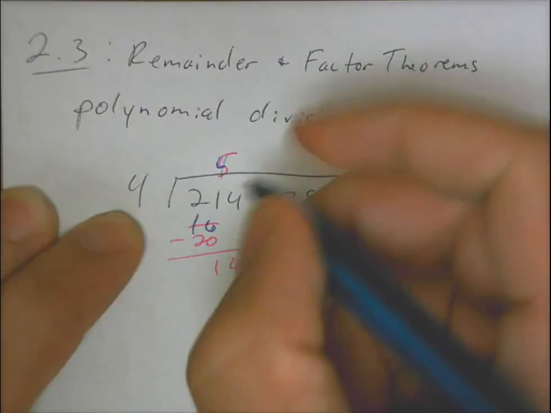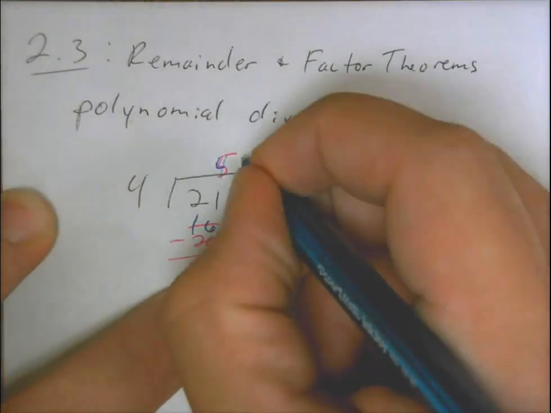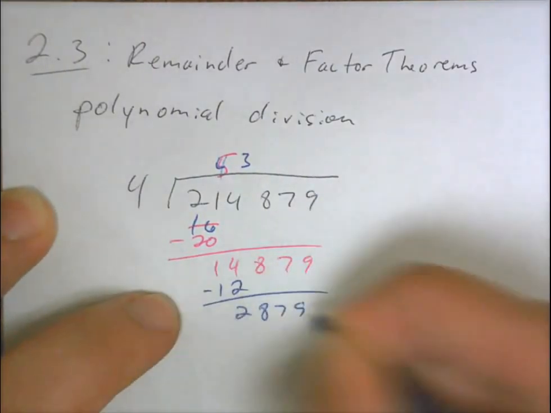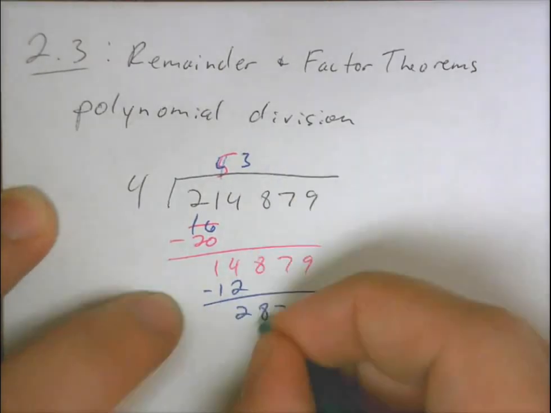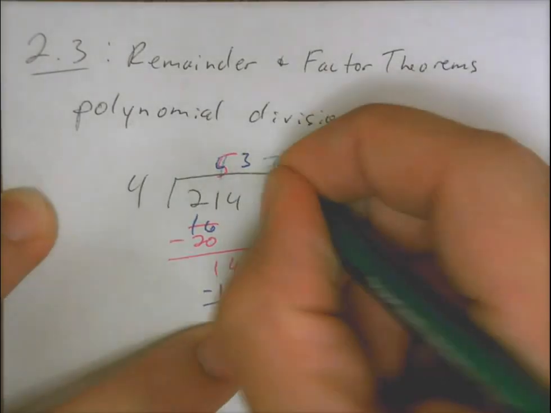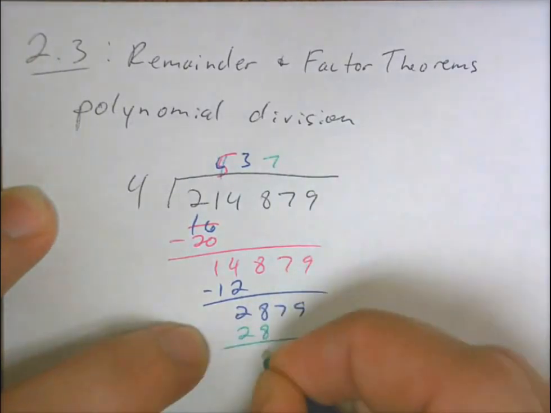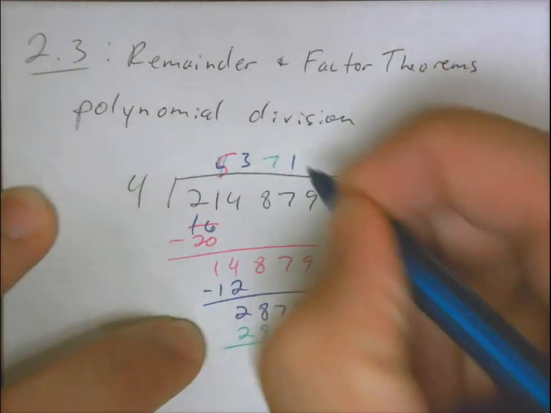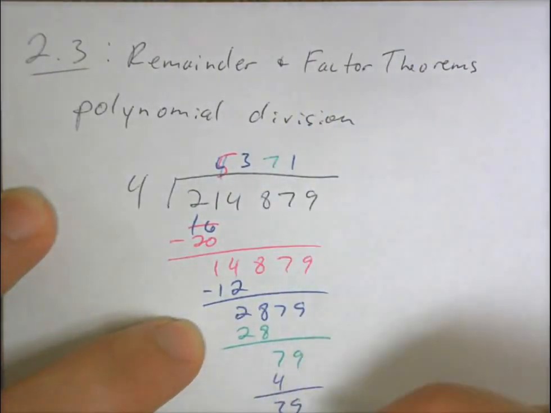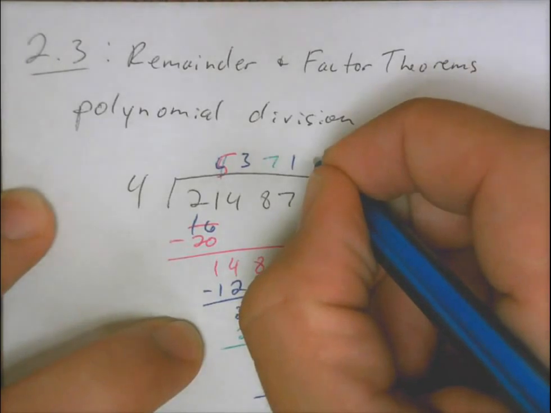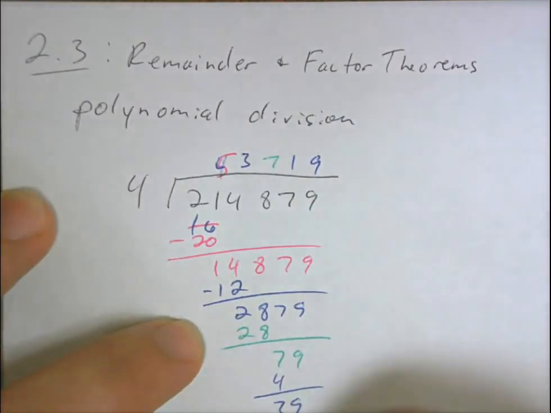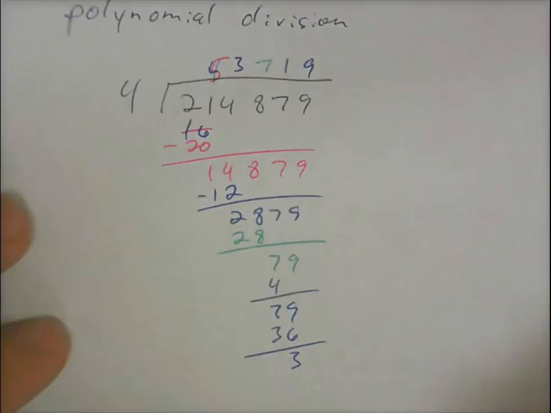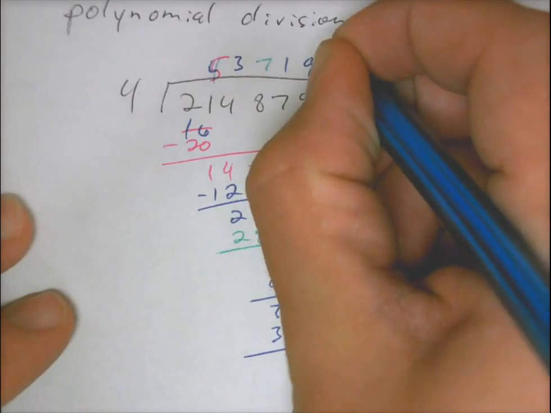And then we could put up a 3. And we'd subtract the 12, so we'd have 2, 8, 7, 9. And then it would go into 28 7 times. So I'd have 28. So 0, 7, 9. And it would go into 7 1 time. So 4, 39. And it would go in 9 times. So 36. And I would be left with a remainder of 3. Then this would just be 53,719 and 3/4.